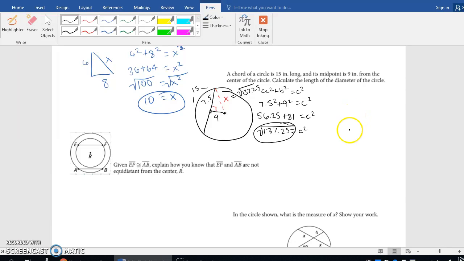Which is approximately 11.2-ish, but I'm going to leave it as a radical. Because I don't actually need the radius, I need the diameter. So how many radii does it take to make one diameter? 2. So all you have to do is 2 times the square root of 137.25. So the diameter equals 2 square root 137.25, which is approximately 23.4. But we'll just leave it as a radical.